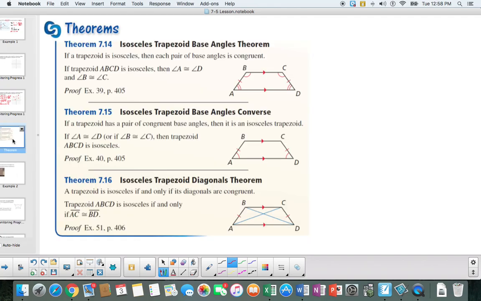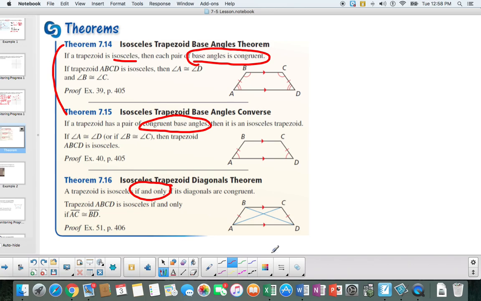Let's take a look at 3 things that we can learn about isosceles trapezoids. These two are converses of each other. So if you have an isosceles trapezoid, the base angles are congruent, and if you have base angles congruent, then you have an isosceles trapezoid. Now this is an if and only if statement, which says that if you have an isosceles trapezoid, the diagonals are congruent.